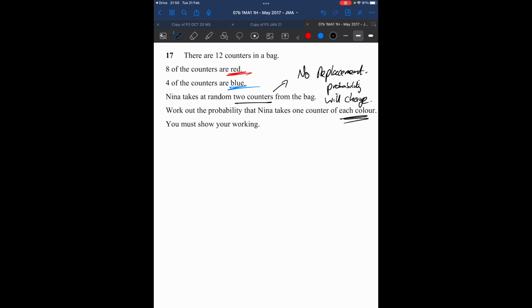Okay, this question is calling out for us to do a tree diagram. So, picking the first time, picking the second time. Let's go red, red, and then let's go, whoops, I'm missing another red. And then let's go blue, and blue, and blue.